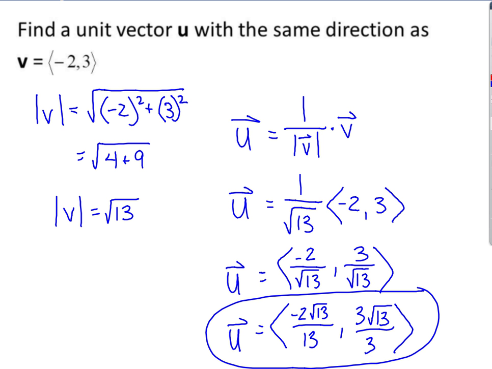So this is a unit vector that is going in the same direction as vector v, so it has the same angle measure, but it just has a length of 1. So this tells you where it would stop if it started at the origin, had a length of 1, and was in the same direction or the same angle as the original.